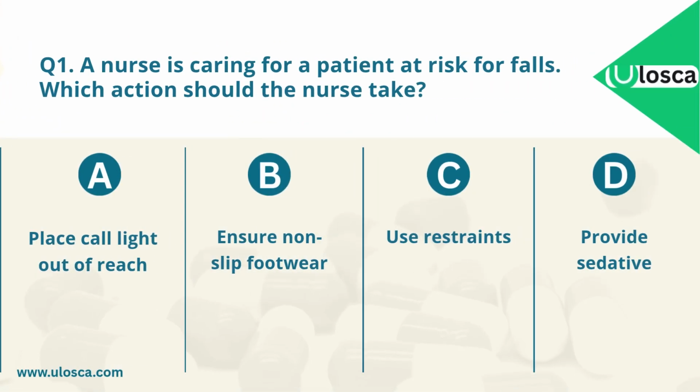Question 1. A nurse is caring for a patient at risk for falls. Which action should the nurse take? A. Place call light out of reach. B. Ensure non-slip footwear. C. Use restraints. D. Provide sedative. Which one is the correct answer?